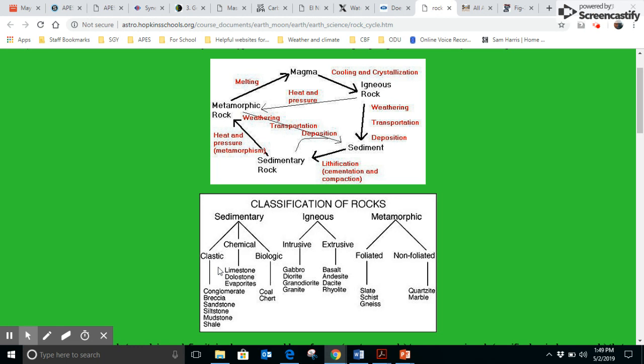And limestone, if it gets squished and mushed enough, will actually become a metamorphic rock known as marble. So that gets back to this rock cycle here. You can take sedimentary rocks and they can be squished and mushed under heat and pressure, and they can morph into something like limestone becoming marble in metamorphic rocks.